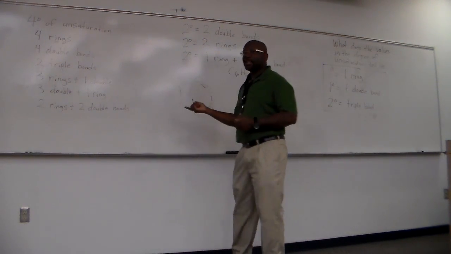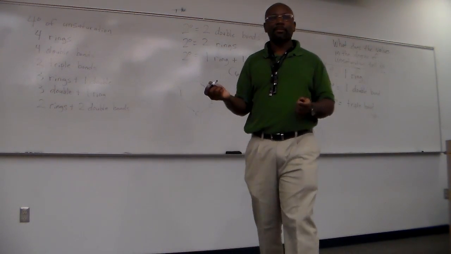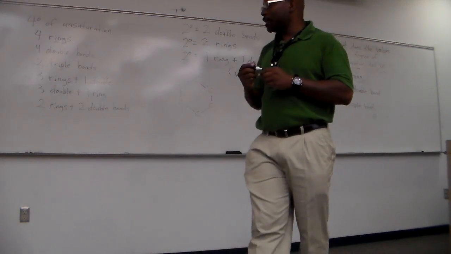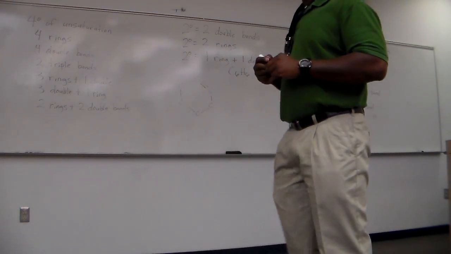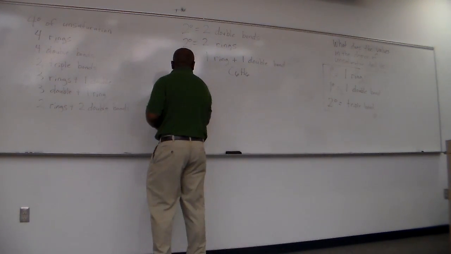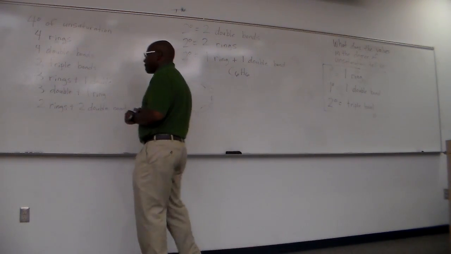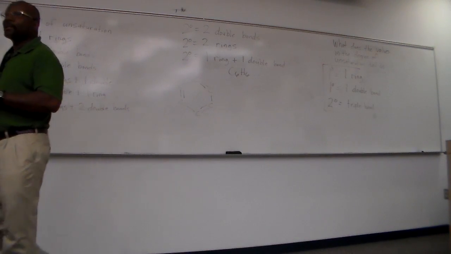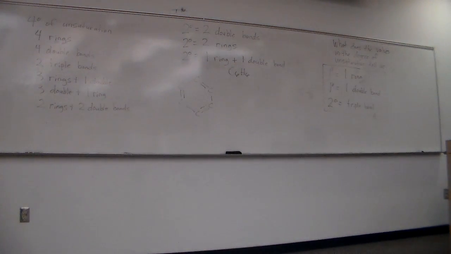C6H6. Medium one, C6H6. We got 4 degrees. One of the combinations you could use would be 3 double bonds and 1 ring. 1, 2, 3. This molecule has 6 carbon atoms, 3 double bonds, 1 ring.